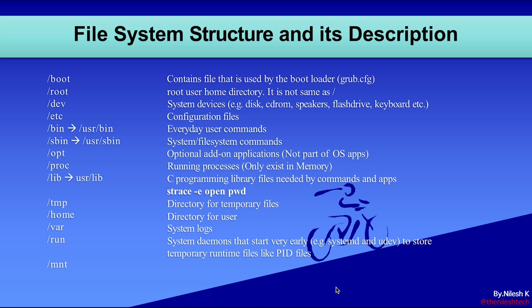/mnt is used to mount external file systems. If nothing is mounted on your existing file system, then you could use /mnt to create another subdirectory and mount an external NFS file system to it.